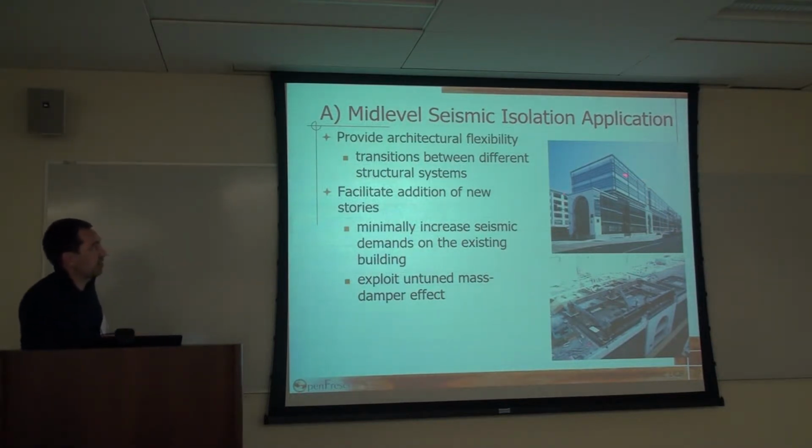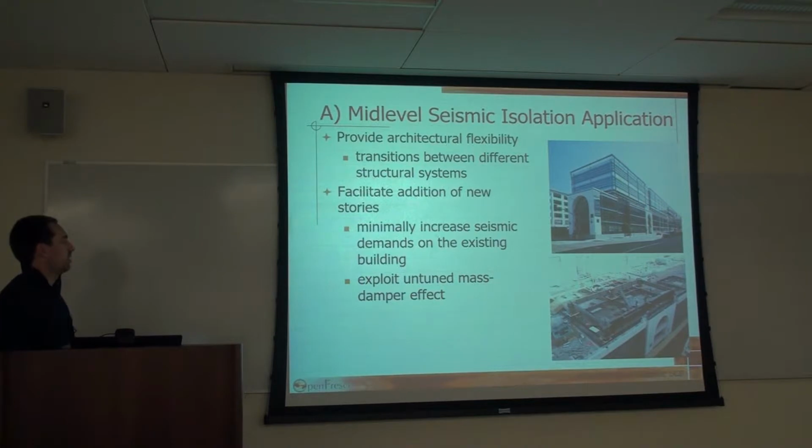So this is China Basin that's out in San Francisco, and this was an existing building that existed up to there, and they wanted to, much later, put extra stories on top of that existing building. So what they decided to do to make this work, they put an isolation system right in there before they put the new parts on top.